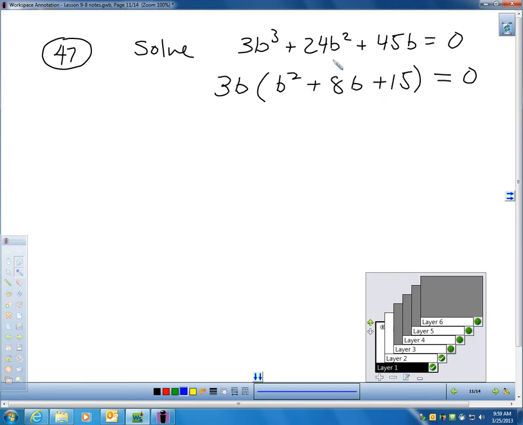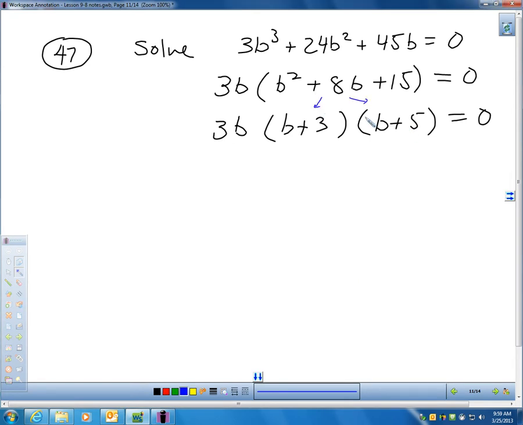All right, now there's no shortcut to this. This is not a perfect square trinomial. It's not a difference of squares. So now I have to think about, since the lead coefficient is 1, what times what is 15 but adds up to 8? And I know 5 times 3 is 15, and 5 plus 3 is 8. So I'm going to factor that into 3b times b plus 3 times b plus 5. So that's what this will factor into.